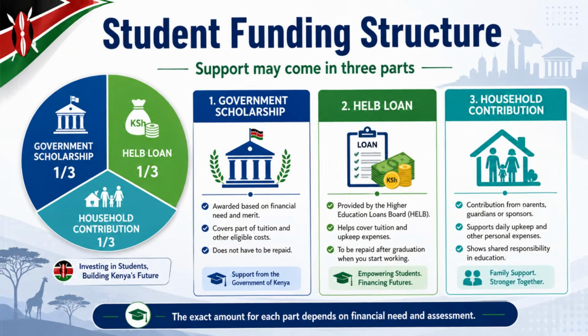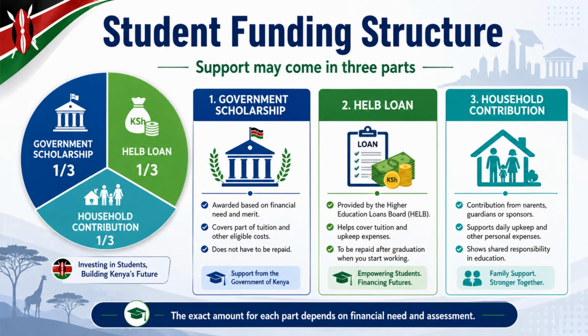This support may come in three parts. The first part is government scholarship, another part is the HELB loan, and then the other part is the household contribution. When I say household contribution, I mean that this is the amount your family is expected to pay, so that the three of them will add up now to give the total amount which you will need to pay for your school fees and also for your upkeep.